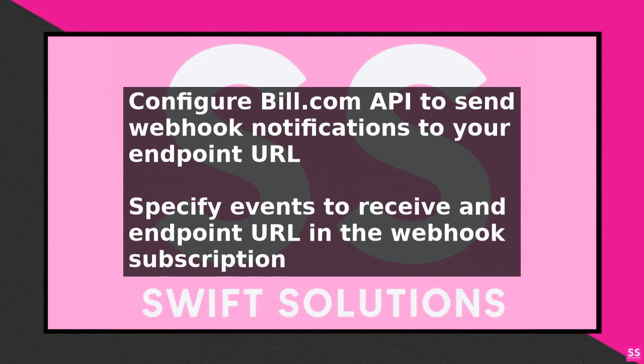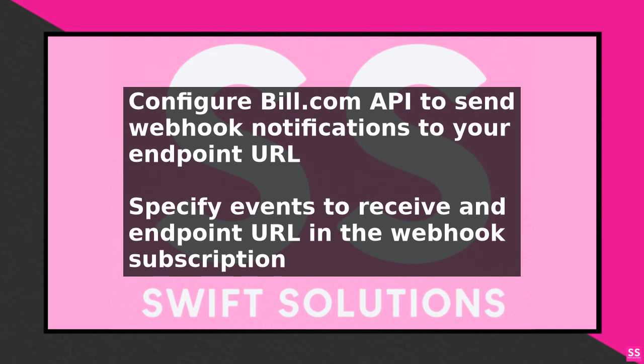This is done by creating a webhook subscription in the Bill.com API, specifying the events you want to receive in the endpoint URL. When Bill.com sends a webhook notification, it will include a JSON payload that contains information about the event that triggered the notification. The payload will include a unique event ID, the type of event, and any relevant data associated with the event.